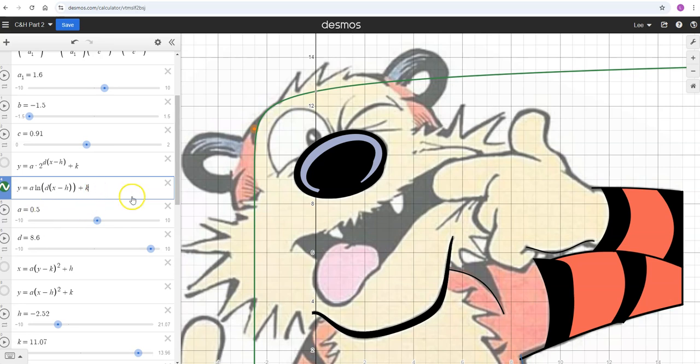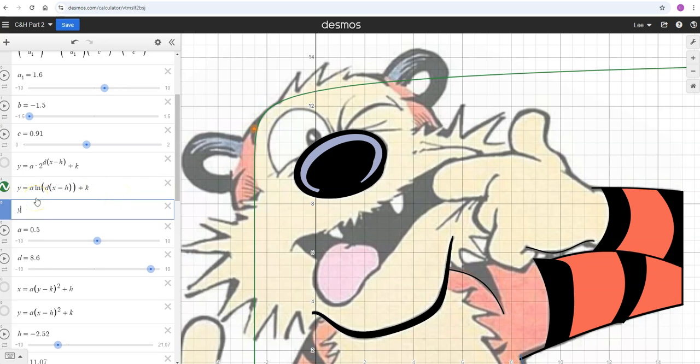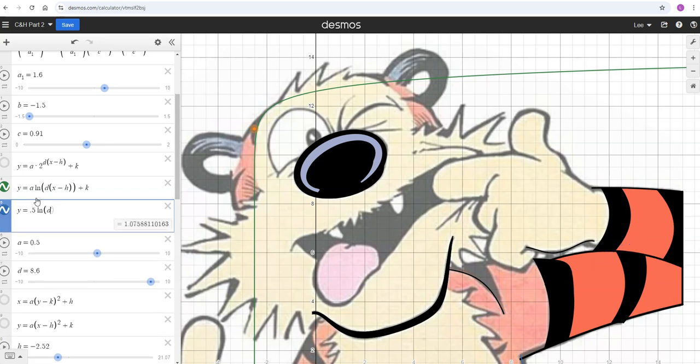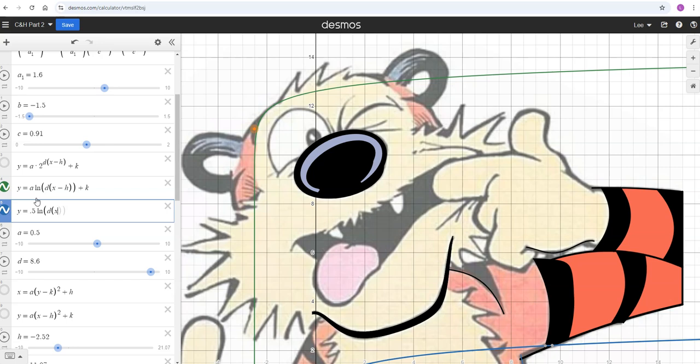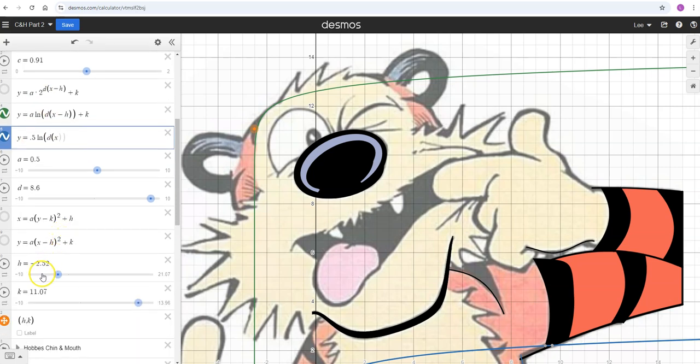So I'm going to go ahead and put in, let's put in this. So y equals a, 0.5, times natural log d times x minus h, and the h is negative 2.52, so I'll put in plus 2.52, and then plus k, which is 11.07, so plus 11.07. All right, so there's that curve.